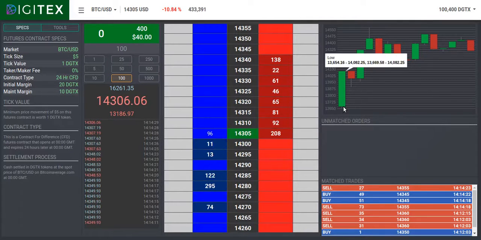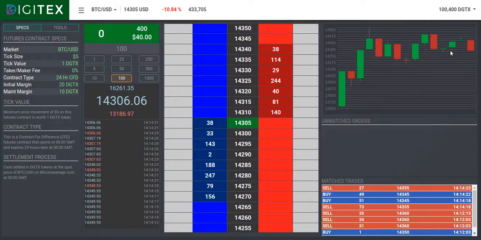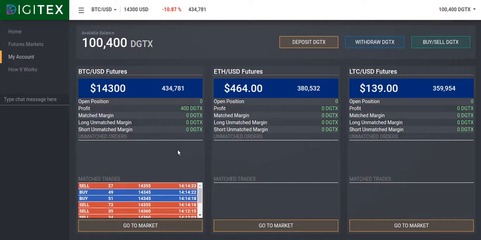The graphs are pretty self-explanatory, showing the last 15 five-minute bar charts. Here's your balance at the top there. We can run over to the account page just to have a quick look at how that would look. We've got the Bitcoin futures, Ethereum futures, Litecoin futures, and it shows what your current positions are, as well as all your matched trades.